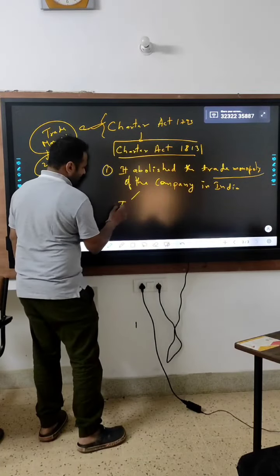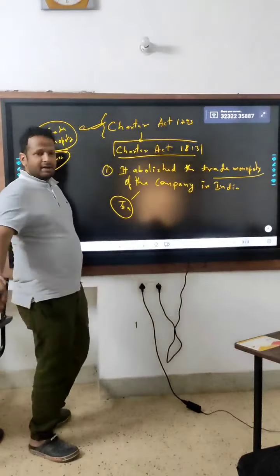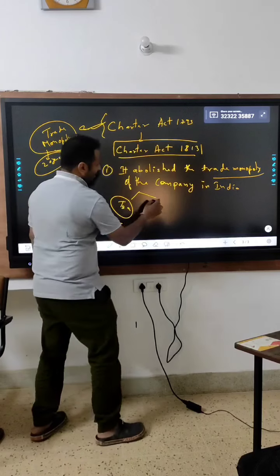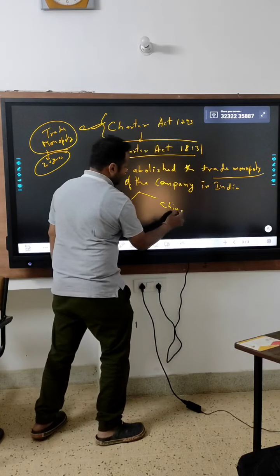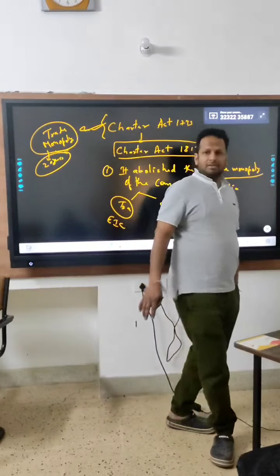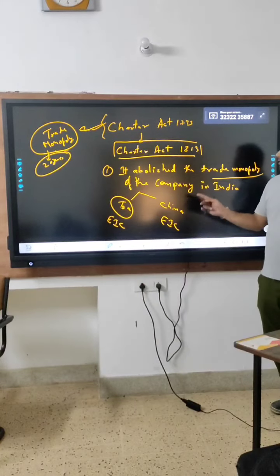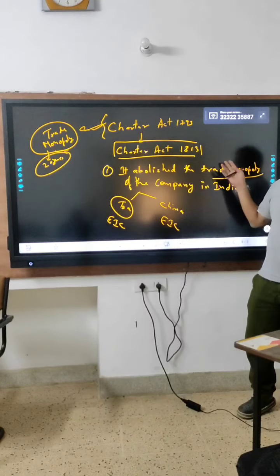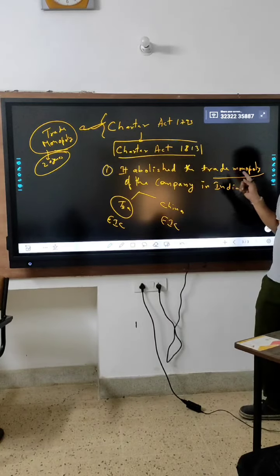Trade in tea was retained with EIC only, and trade with China was retained with EIC only. ठीक है? No other company was allowed to participate in these two trades. Except these two, every other company can participate in any kind of trade with India. So this is the first point.